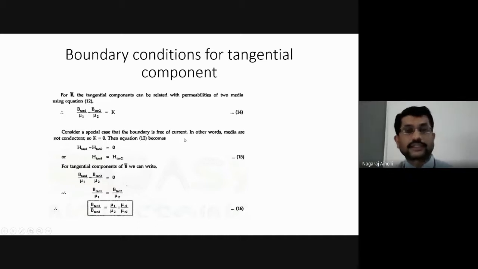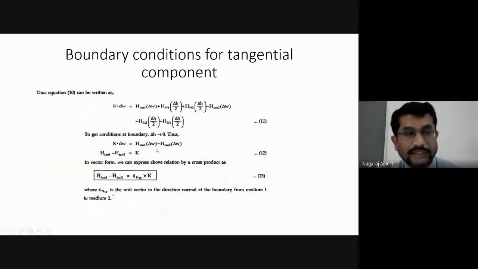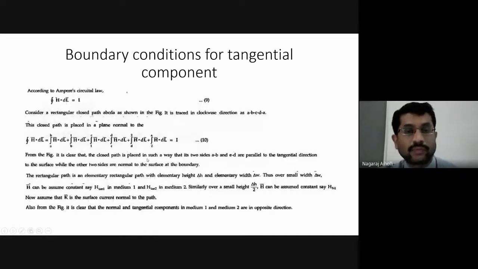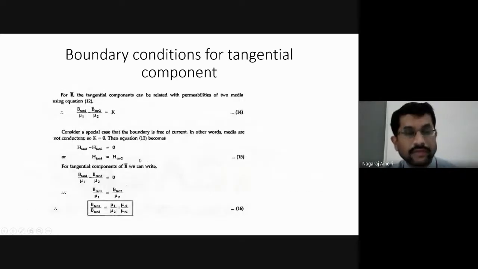There's one more condition we are considering, that is the boundary free of current. That means the media that we are considering are not conductors, they are insulators. They don't conduct the current. Under that condition, we have H tan 1 minus H tan 2 is equal to 0. That is, K is 0, current is 0. H tan 1 minus H tan 2 is equal to 0, or H tan 1 is equal to H tan 2.